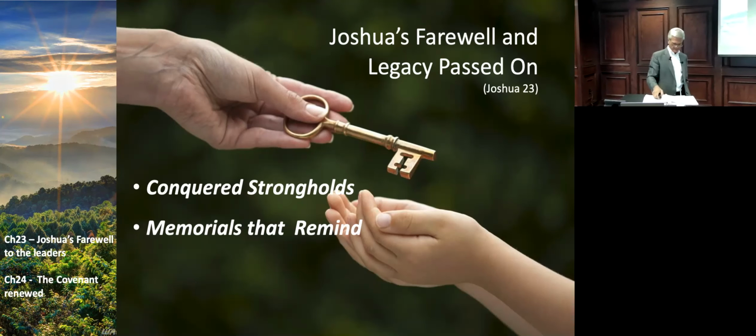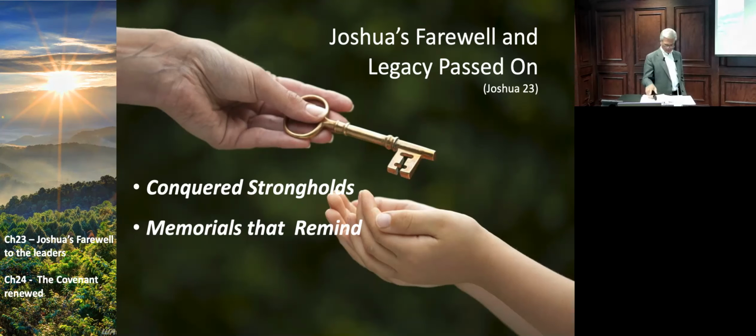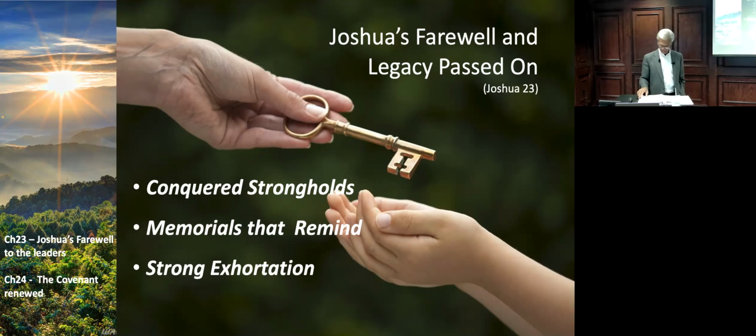Vitally important. Well, then lastly, he gives them strong exhortation. And that's verses 6 through 8, chapter 23. Be very strong. Be careful to obey all that is written in the book of the law of Moses without turning aside to the right or to the left. Do not associate with these nations that remain among you. Do not invoke the names of their gods or swear by them. You must not serve them or bow down to them, but you are to hold fast to the Lord your God as you have until now.